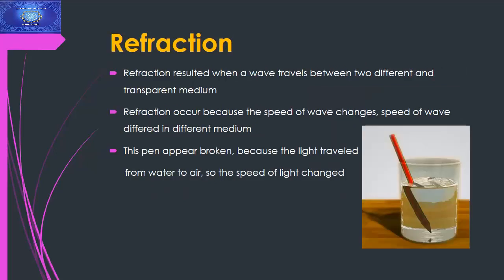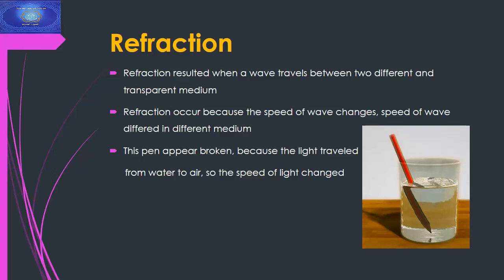Refraction. Refraction results when a wave travels between two different and transparent mediums, because the speed of light or speed of waves will change. Speed of waves depends on the type of medium. It differs from one medium to another. Refraction occurs because the speed of the wave changes. Speed of wave is different in different mediums.